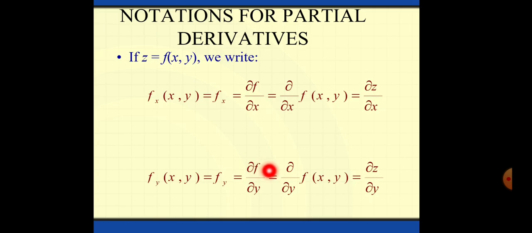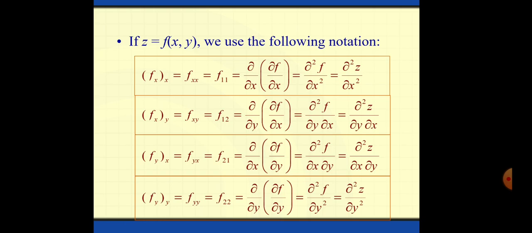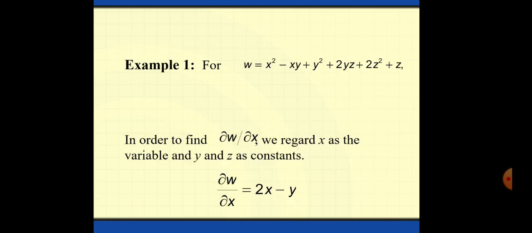Otherwise you can find partial f partial y, which can be written as fy. So here you have to consider your variable is y and x is a constant. For example, here we have some rules. You have to consider these rules for the first derivative and second derivatives. All of them are second derivative actually.